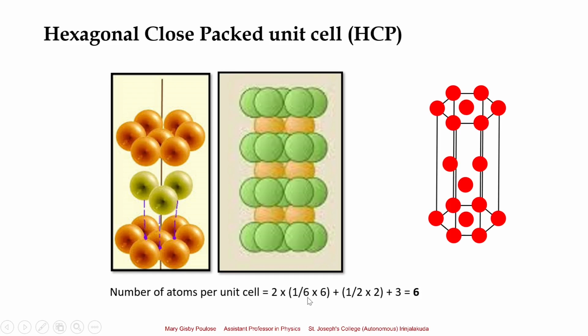So we have 1 by 6 into 6 atoms on one hexagonal plane, plus the center atom of that hexagonal plane, which will contribute to only 2 unit cells. Only half of its fraction is shared in this single unit cell. So we have 2 such atoms, that is 2 into 1 by 2, plus we have 3 atoms that are wholly contributing into this unit cell, that is 3. Hence we get the number of atoms per unit cell as 6.